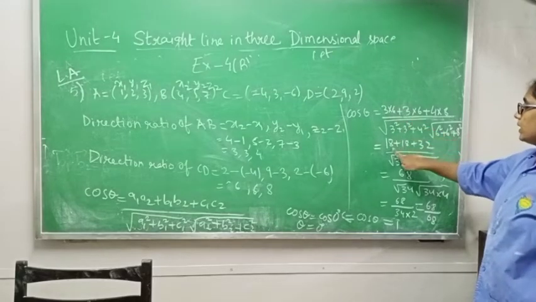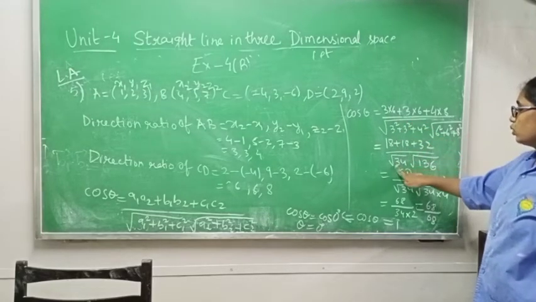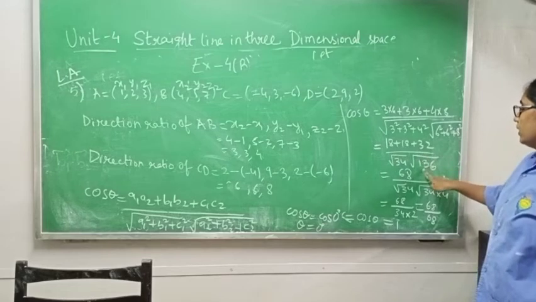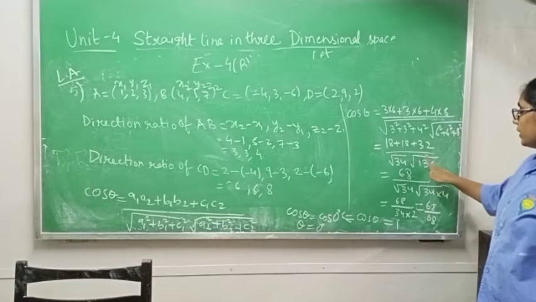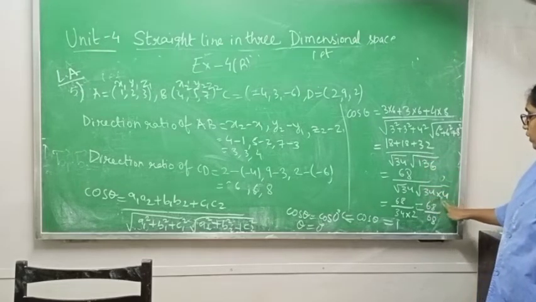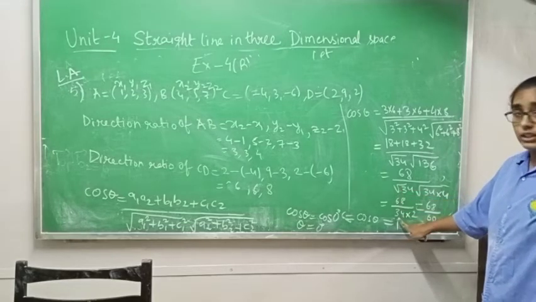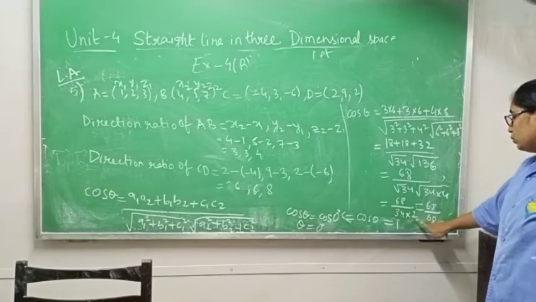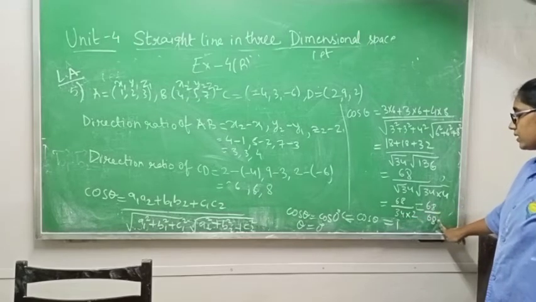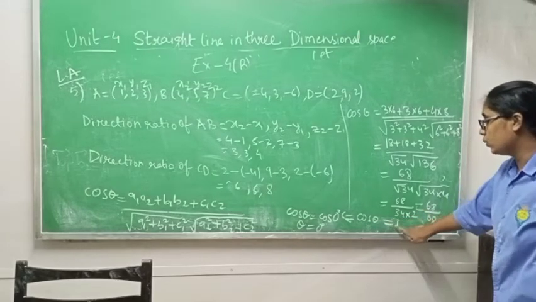When you do this, you will get 18 plus 18 plus 32 over root 34 into root 136. When you break this down, you will get root 34 into 4. Root 4 is 2 and root 34 into root 34 will give you 34. So 34 into 2 will give you 68 over 68. So cos theta you are getting is 1.